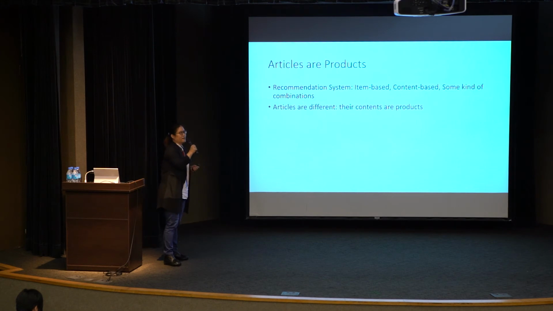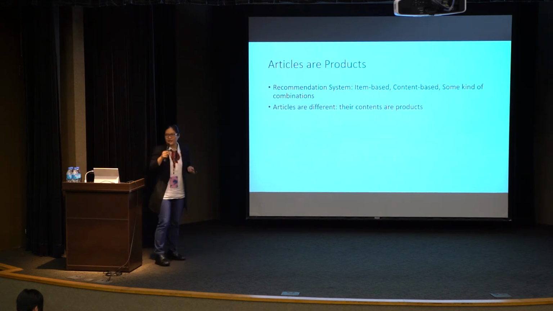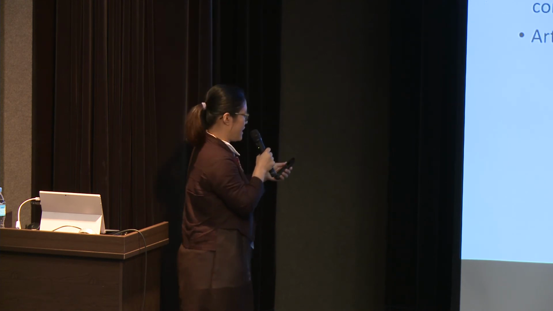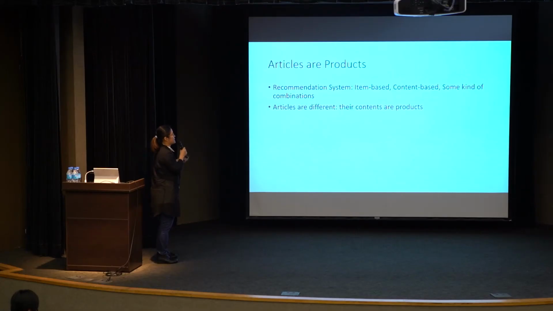So here we want to show you something we found in this research topic. In the very beginning, we thought the articles were products, because this is a very typical recommendation problem. And usually in a recommendation system, you have item-based, content-based, or some kind of combination. But we found that articles are actually a little bit different from products, because the articles' contents themselves are the products. We want users to read these contents.